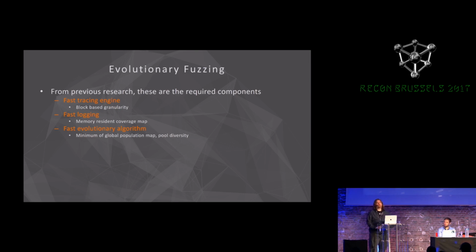Up until Intel Processor Trace, it was actually faster to use software-based tracers, things that would do dynamic binary instrumentation using DynamoRIO or PIN or something like that. So now we have this fast tracing engine.